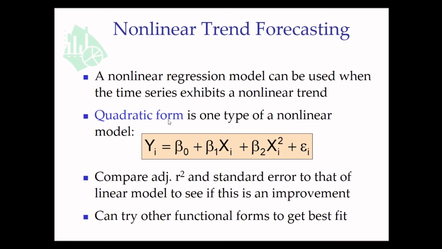In a quadratic form, we have y_i equals beta 0 plus beta 1 x_i plus beta 2 x_i squared plus epsilon_i. Here we can create a variable x_i squared. Then we can run a multiple linear regression in Excel to estimate beta 0, beta 1, and beta 2.